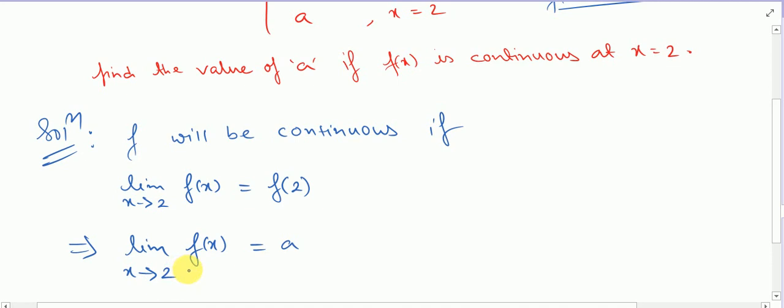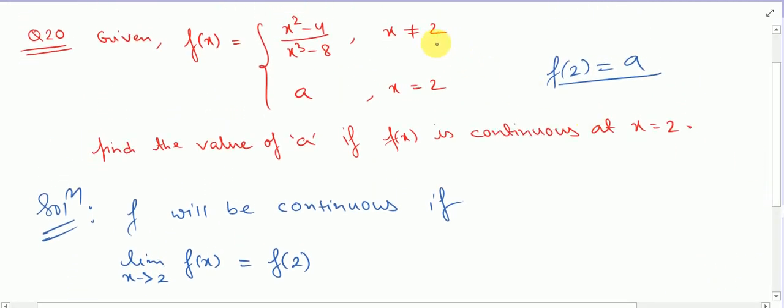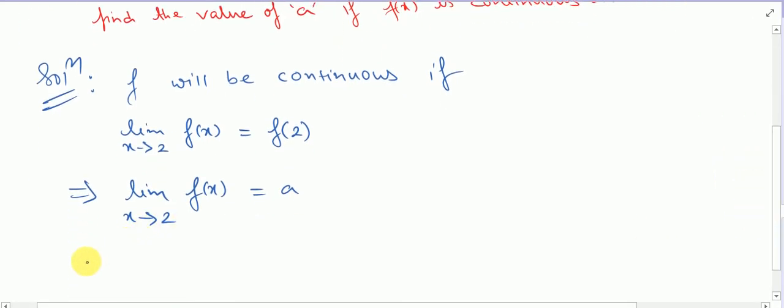Now I'll find the limit when x tends to 2. Here you can see that for any x except 2, the function is defined by this, yes or no? So we will write limit x tends to 2 of x square minus 4 upon x cube minus 8 is equal to a.